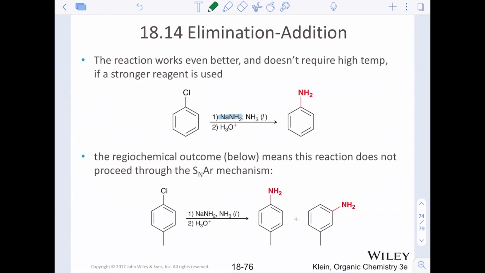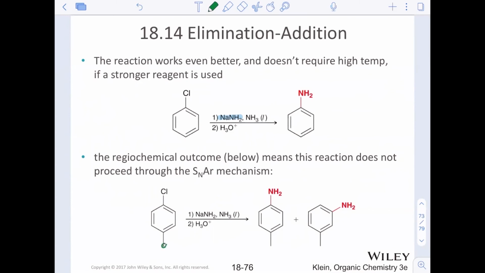If we had a substituted benzene, notice how we put on an electron donating group. I'm going to put EDG here. We know nucleophilic aromatic substitution does not work because we want a withdrawing group. We have a donating group, so we're making benzene more nucleophilic instead of electrophilic. What actually occurs is that we receive two products. We see the para is shown, but we also get meta.